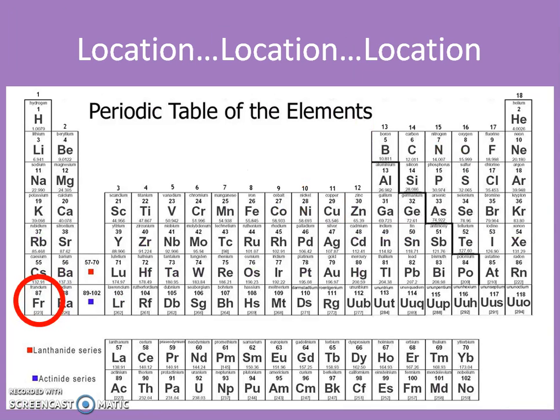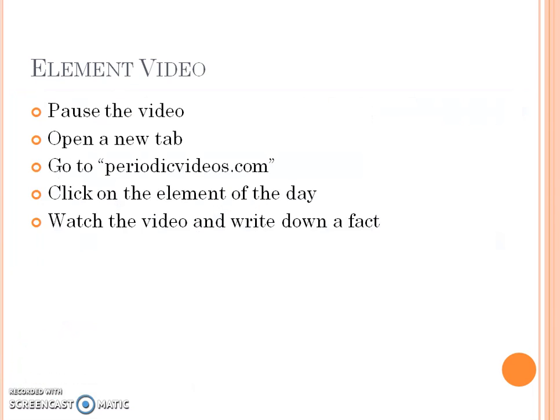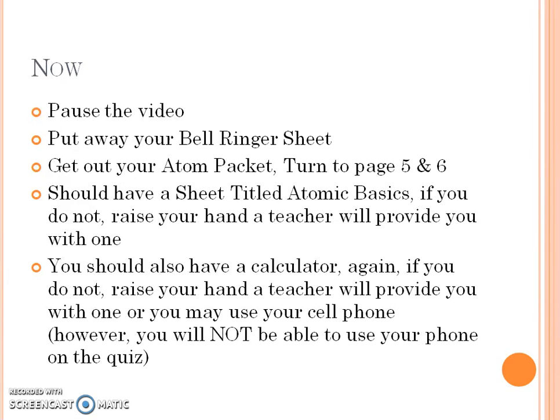So location, again, group 1, period 7. This element starts period 7. So group 1, 1 valence electron. The name of group 1 is the alkali metals. So it is a metal because it's to the left of that stair-step line. And it is a solid at room temperature. So again, pause the video, go to that element of the day, and make sure to write down a fact.